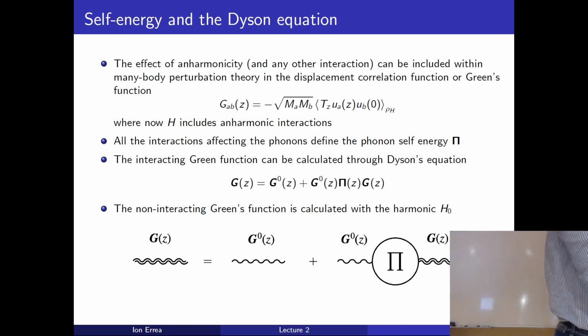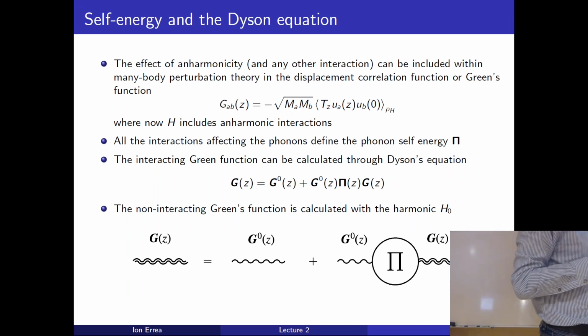Here we have the quantum statistical average taken with a density matrix, which is defined by the full Hamiltonian of the system, let's say the ionic term plus the full Born-Oppenheimer interaction. In principle, here there is no approximation. This is the exact Green function, or if you want, the displacement correlation function of the system.